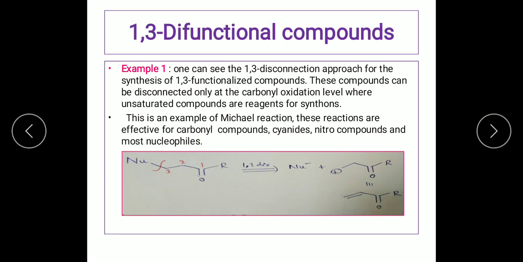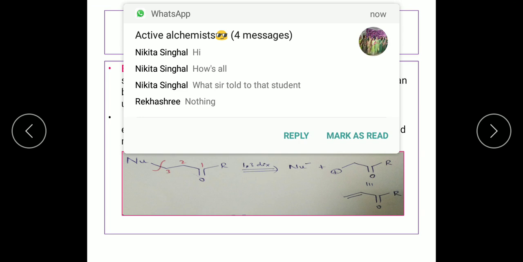So this is the reaction for 1,3 difunctional compounds. For 1,3 difunctional compounds, students, we have to remember 2 to 3 hints for this kind of reaction. The first hint is always first look at the functional groups. If the two functional groups are at a position of 1 and 3 with respect to each other, then this is one hint for 1,3 difunctional compounds.